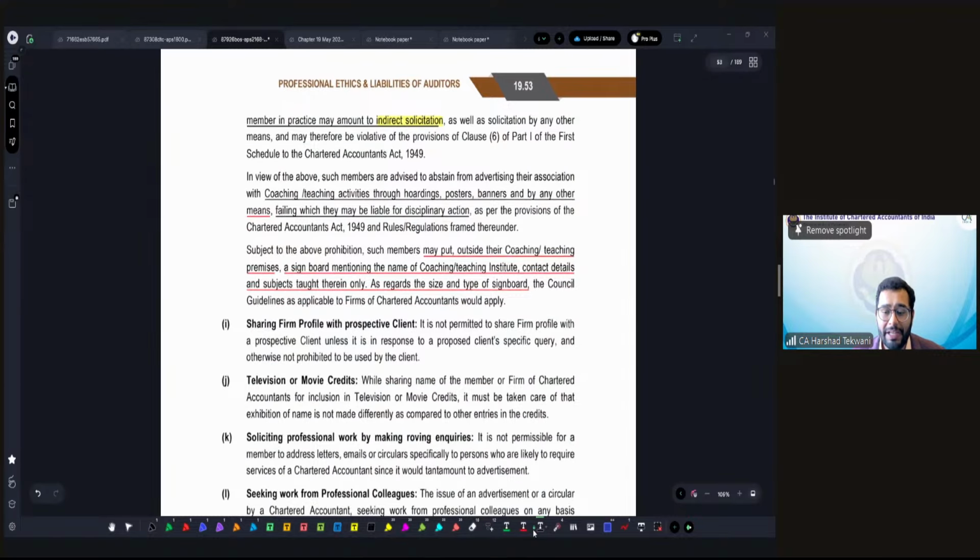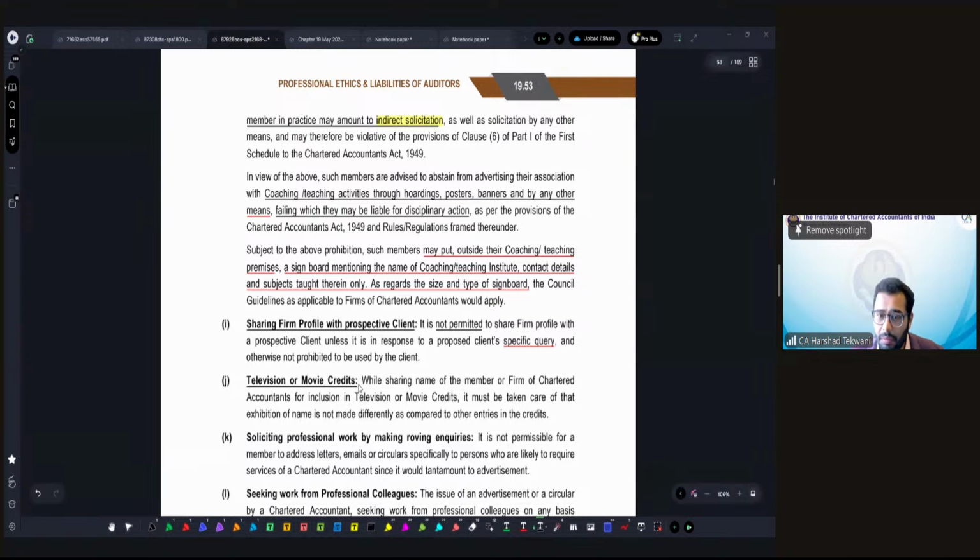Sharing of firm profile with a prospective client. You can share the firm profile with the prospective client provided he has asked for it. If there is a specific query, then only. Otherwise, do not share. In response to a specific query, it is fine, otherwise not permitted. If he asks, share your firm's profile, you can give it, not an issue. But if, for example, you have just met a person, you think it is a prospective client, and you directly give them the firm's profile without their asking, it is not permitted.